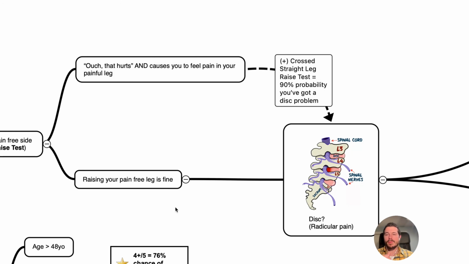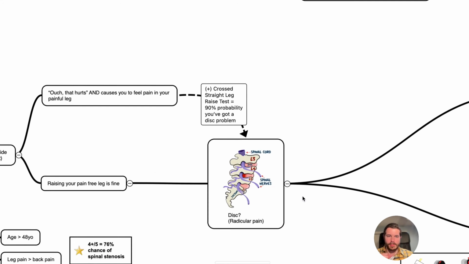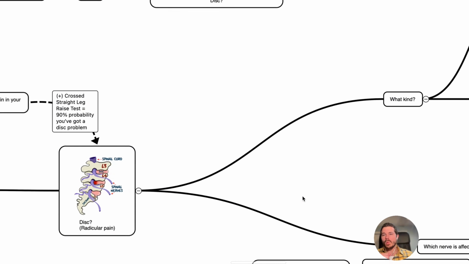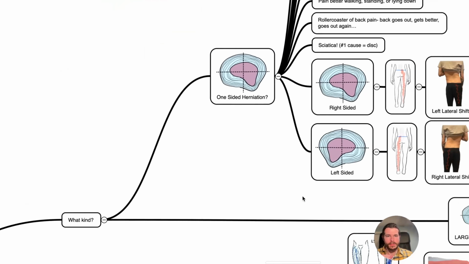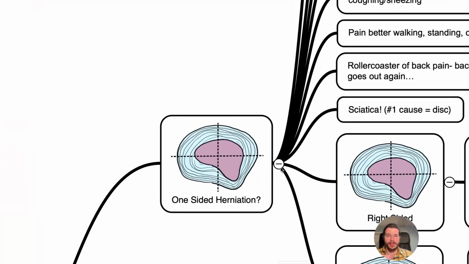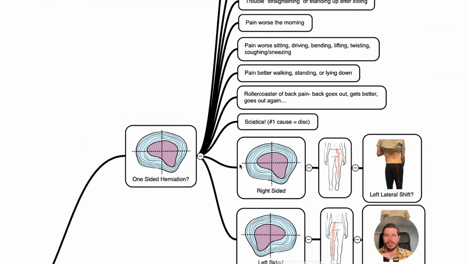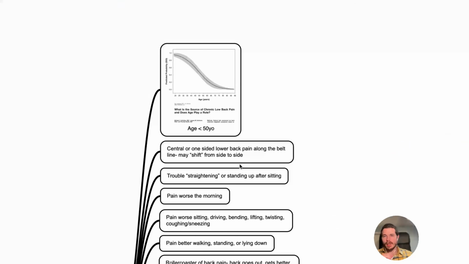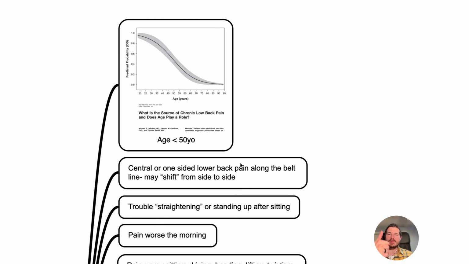But let's just say raising your pain-free leg is fine. You have a negative cross-straight leg raise test. Disc is still the most likely source. Now you might say, well, what kind, Charlie? Let's talk about it. Well, it could be a one-sided herniation. Could be just one-sided. And again, like we talked about, here are the signs and symptoms that increase the probability that it's just a one-sided herniation or a herniation in general.